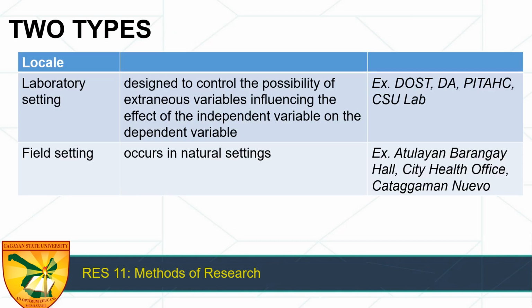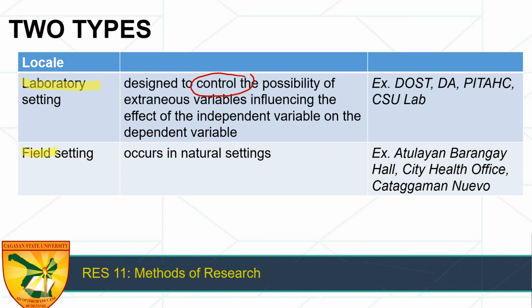So there are two types of settings. We have your laboratory setting and field setting. In the laboratory setting, it is designed to control the possibility of extraneous variables influencing the effect of the independent variable on the dependent variable. So in this setting, it is possible to control environmental variables like temperature, humidity, light, sound, as well as physiological variables like nutrition and hydration of subjects during the experiments.